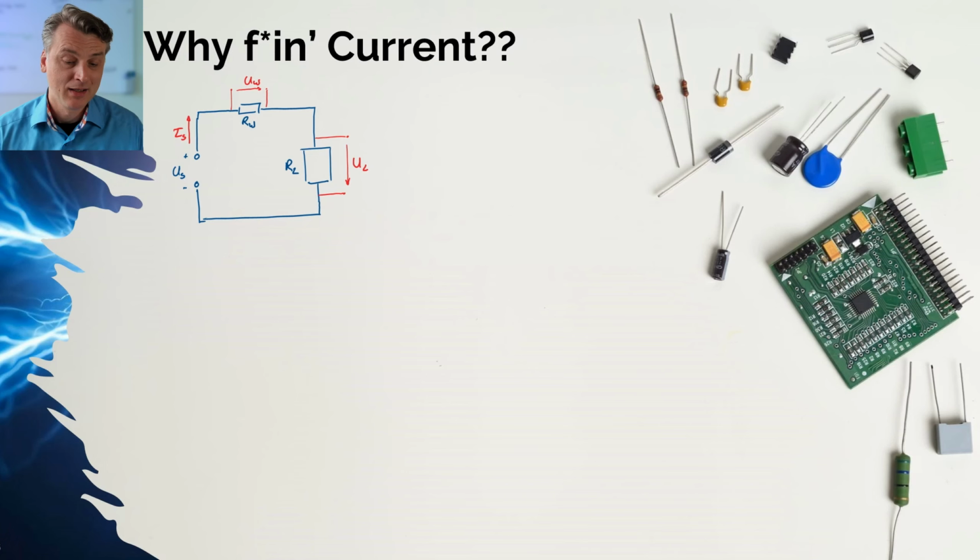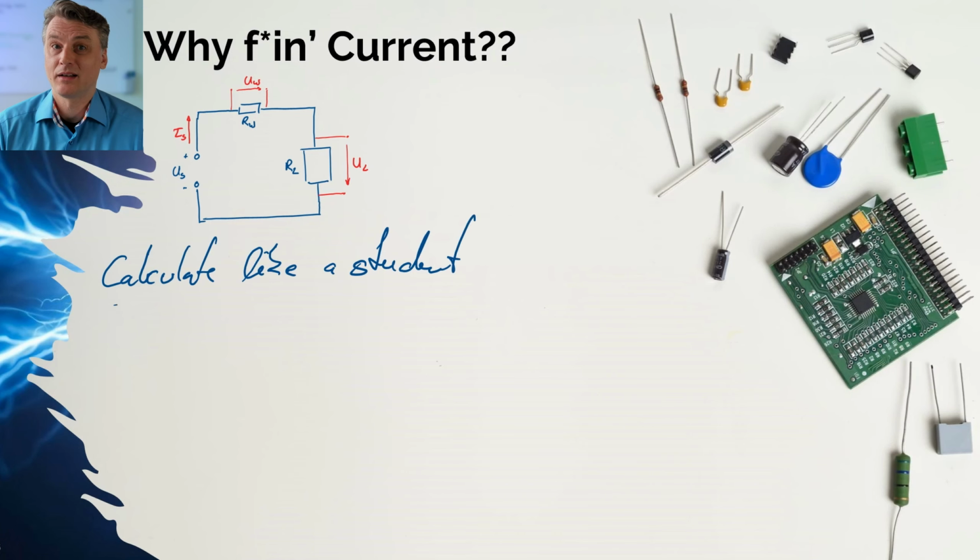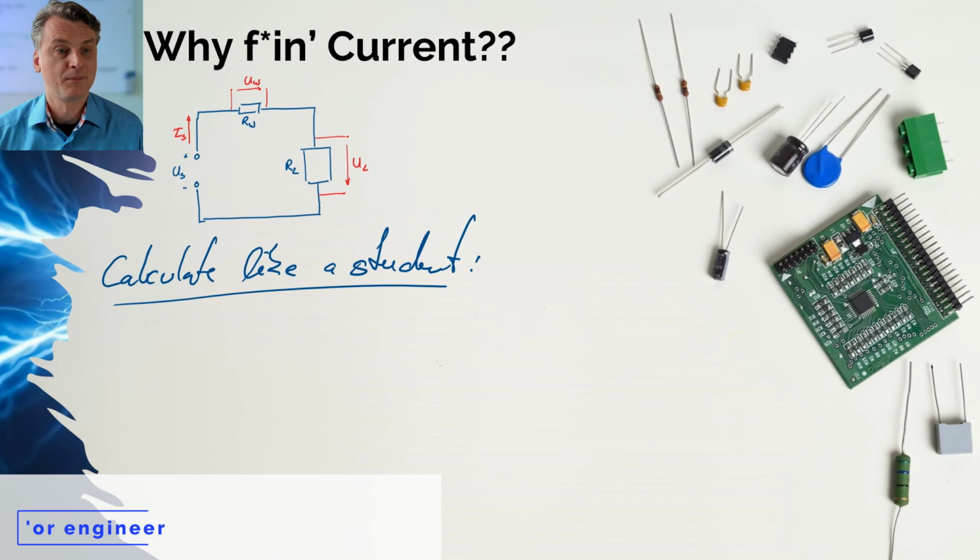So why current? Sorry. But where does this current thing come from? Now, the problem is there's a difference between how physics works and how it's simple to calculate the result that you want. So let's look at how a student might calculate this loop.